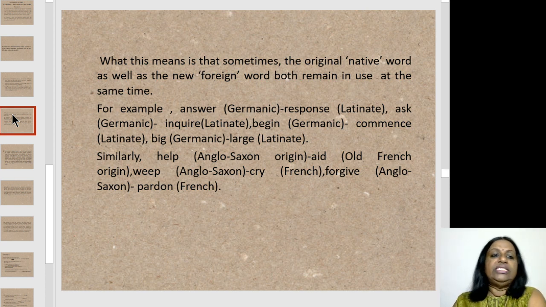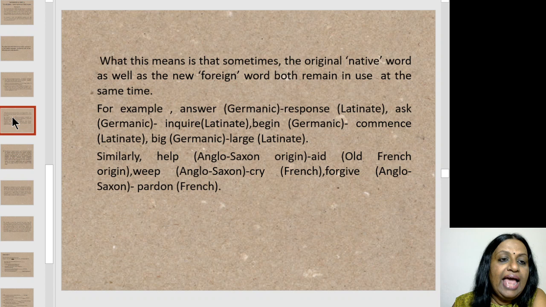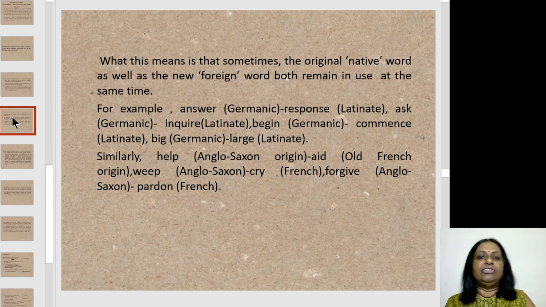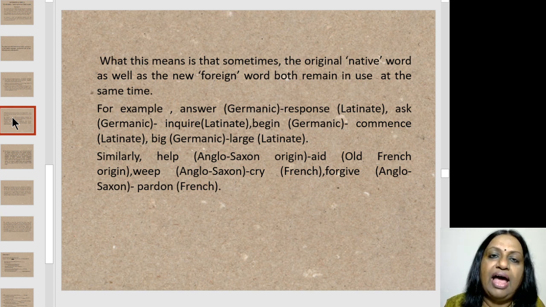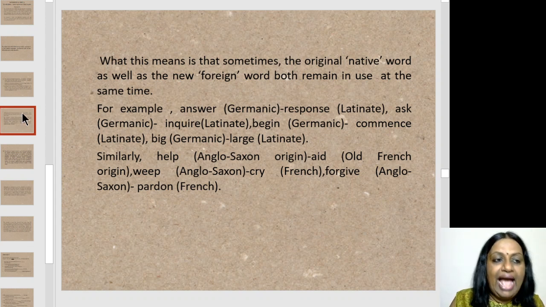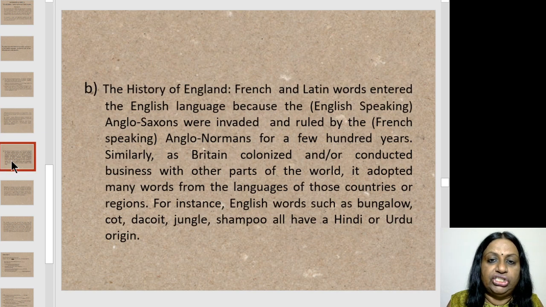Similarly, look at the words help and aid. Help is of Anglo-Saxon origin and aid comes from Old French. Similarly, weep and cry, they are synonyms. Weep is of Anglo-Saxon origin and cry is of French origin. Look at the synonyms forgive and pardon, words with similar meanings. Forgive comes from the Anglo-Saxon origin, and pardon has its root in French origin.